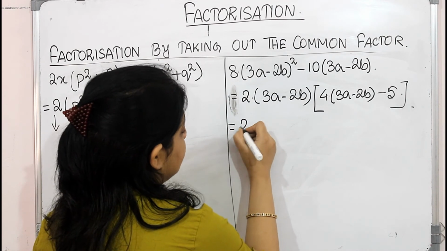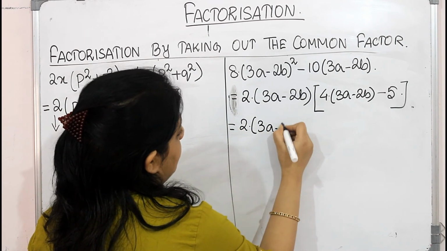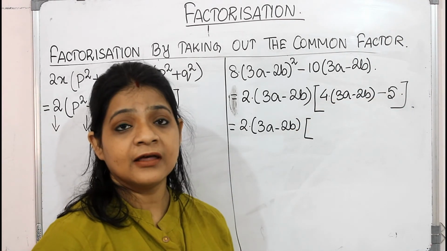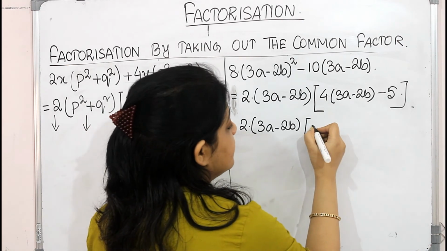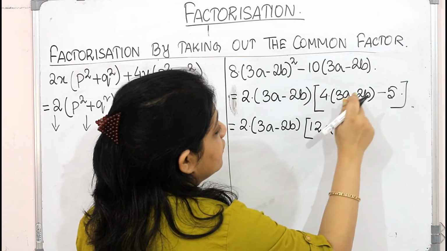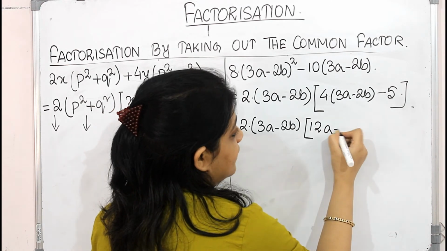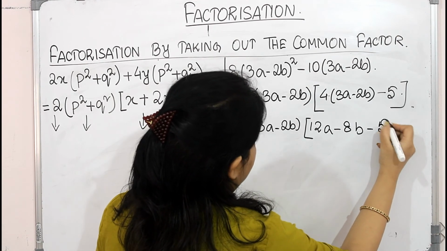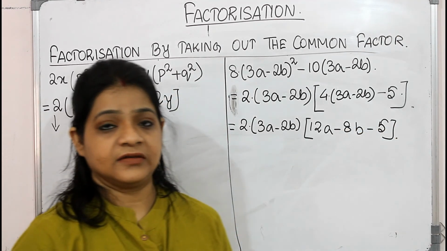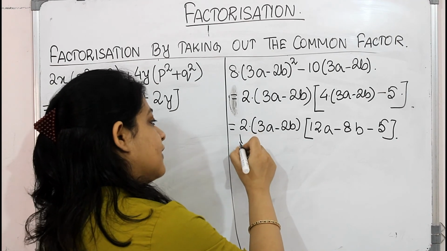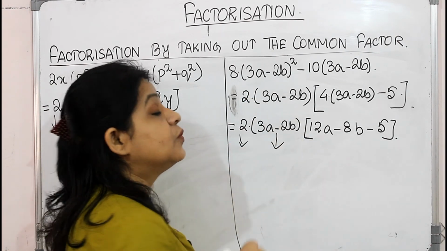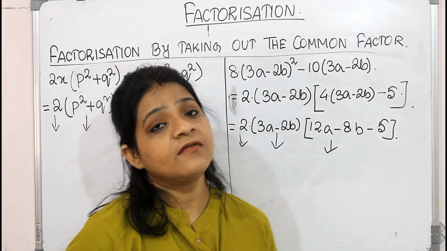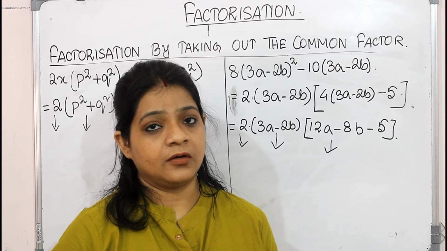So this can be written as 2 into (3a minus 2b) into (4 into (3a minus 2b) minus 5). There is a scope of further simplifying the term. So 4 into 3a is 12a, 4 into 2b is minus 8b, minus 8b minus 5 is the final answer. So 2 is also a factor of this, 3a minus 2b is also a factor of this polynomial, 12a minus 8b minus 5 is also a factor of this polynomial.